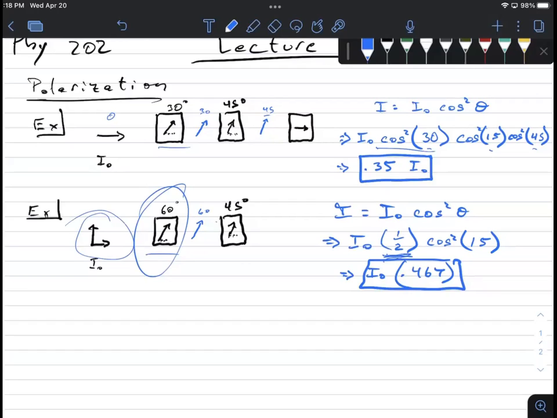So if this light initially started horizontally, then we'd work it just like this original problem. Each filter gives us a cosine squared, and we just plug in the angles. But here, the unique thing was the fact that the light started unpolarized. All that means is the very first polarizer, you don't write down cosine squared, you write down a half instead. And then everything else is the same way. Any questions about this?